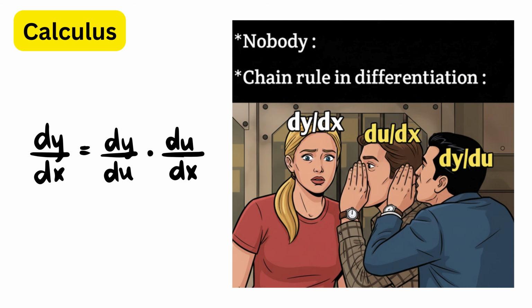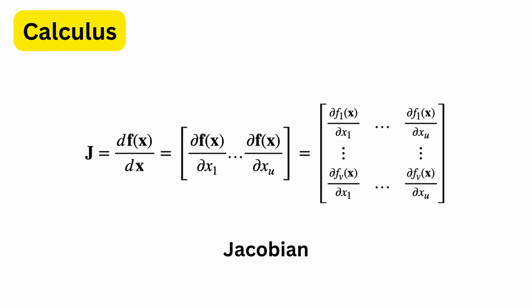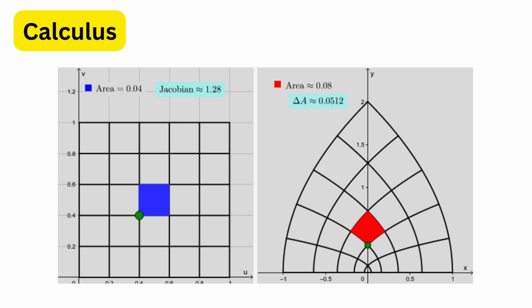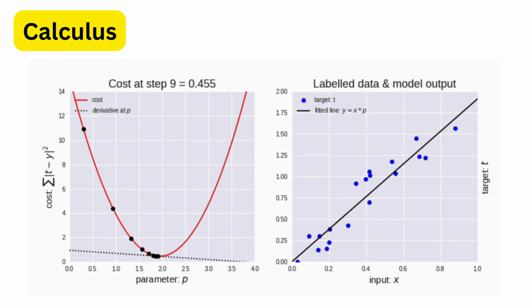Then the chain rule in derivatives explains how small changes in one layer pass through many layers step by step. Then the gradient is just a direction that tells the model how to move to reduce error. Jacobian and Hessian extend this idea when things become more complex, but the core idea remains the same: learning by slowly adjusting based on feedback.